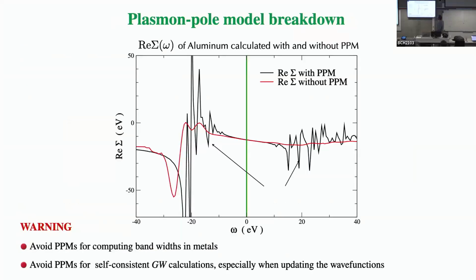And okay, this is a figure that shows the real part of the self-energy in aluminum calculated with and without the plasmon pole. This is the Fermi level, and as you can see, the plasmon pole leads to an unphysical oscillation in this metallic system.